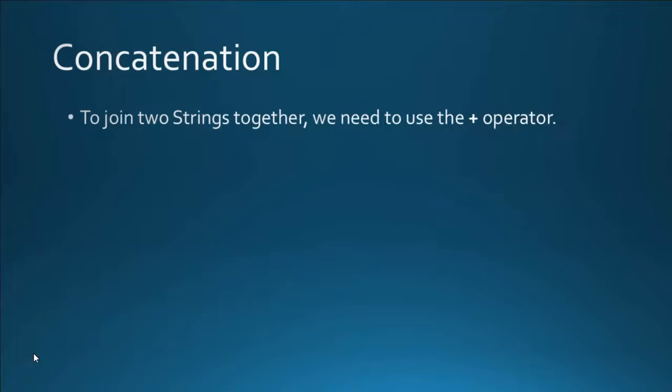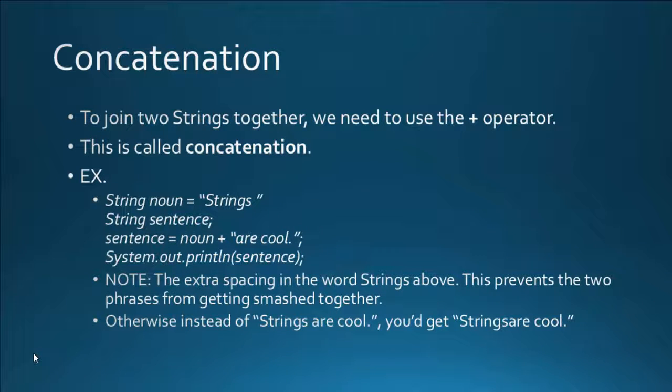Concatenation. Right. When we're joining two strings together, we use the plus operator. Right. Doesn't mean we're adding it. It means that we're concatenating. Concatenating is a fancy way of saying we're joining the two strings together. So there's concatenation. So let's look at an example.